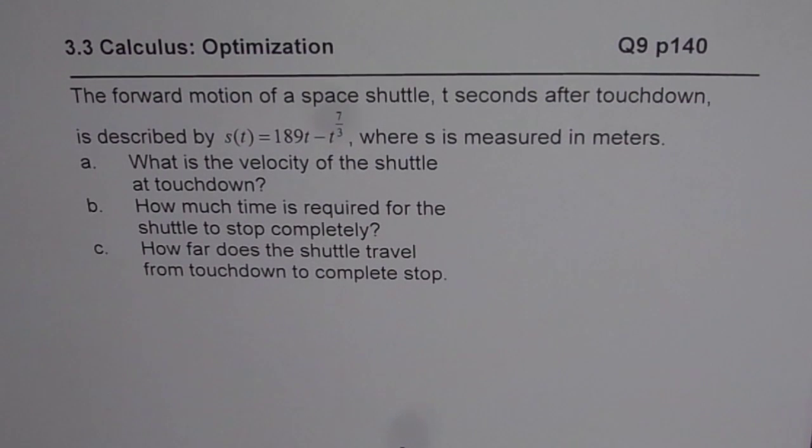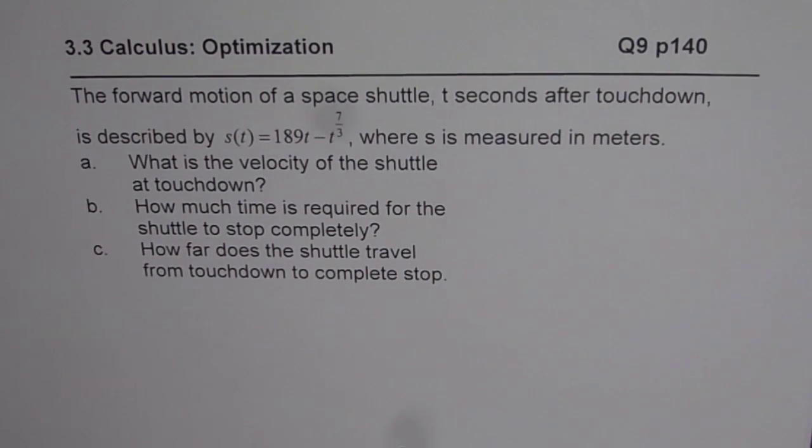The question here is, the forward motion of a space shuttle t seconds after touchdown is described by s of t equals 189t minus t to the power of 7 over 3, where s is measured in meters. What is the velocity of the shuttle at touchdown? How much time is required for the shuttle to stop completely? How far does the shuttle travel from the touchdown to complete stop? And part D was to find the acceleration.